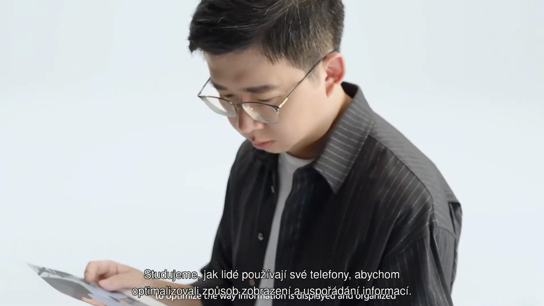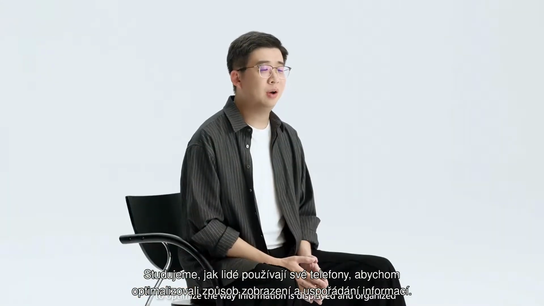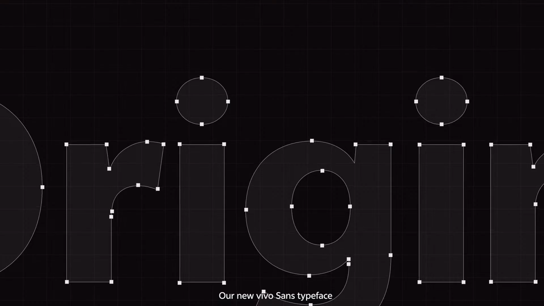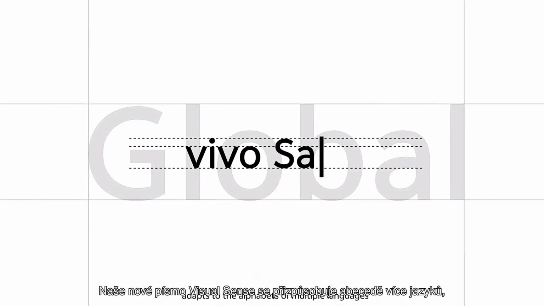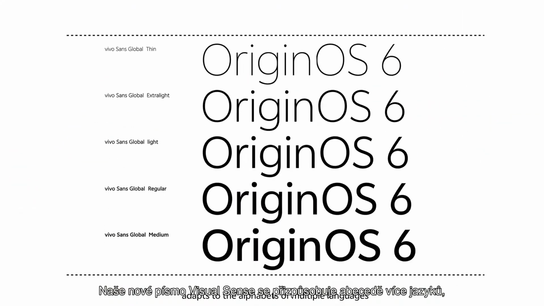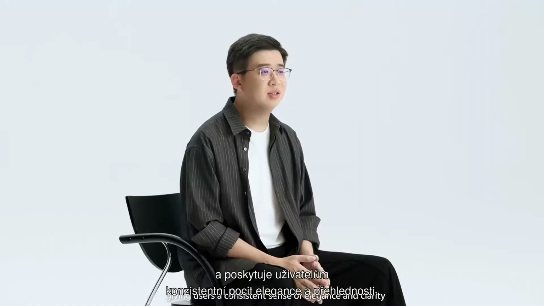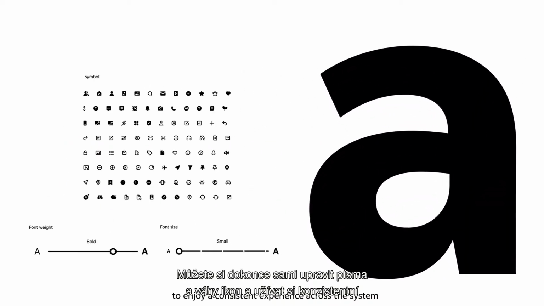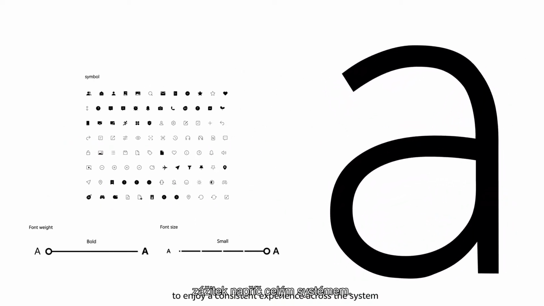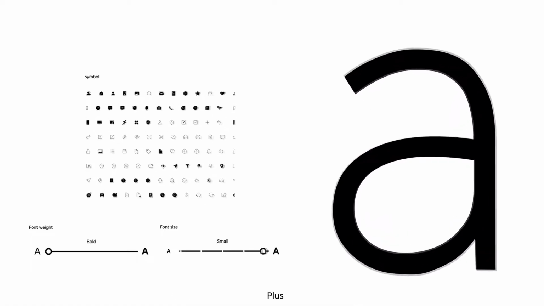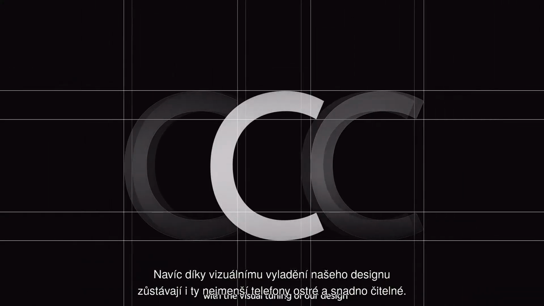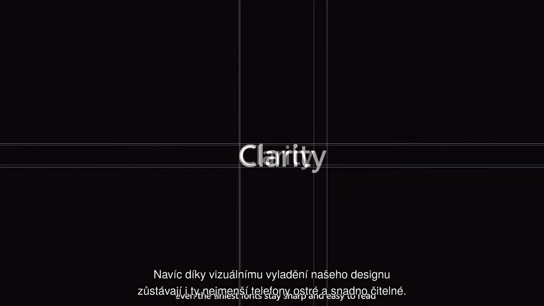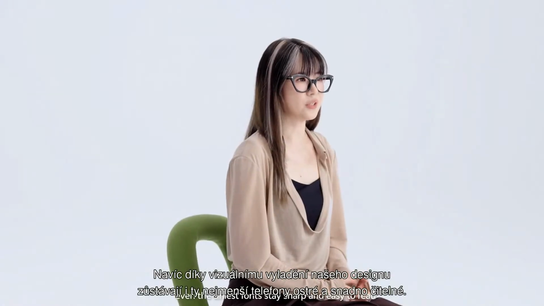We study how people use their phones to optimize the way information is displayed and organized. Our new vivo Sense typeface adapts to the alphabet of multiple languages, giving users a consistent sense of elegance and clarity. You can even adjust fonts and icon weights yourself to enjoy a consistent experience across the system. Plus, with the visual tuning of our design, even the tiniest fonts stay sharp and easy to read.